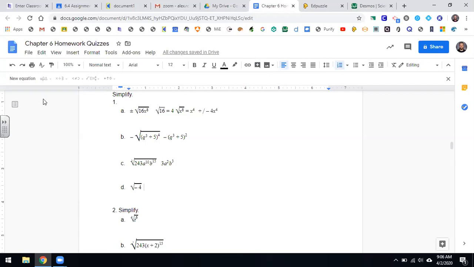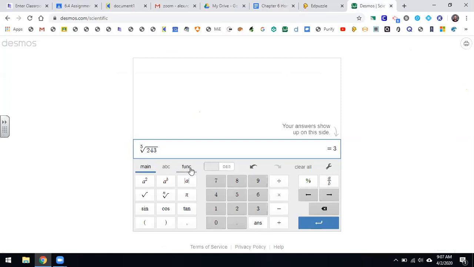So for some people, they just wrote not possible, undefined, all that kind of stuff. And that's true if you're taking the square root of -4, like if you go to Desmos here. Okay, so this is going to be the square root of -4. It says undefined. However, we know that this is not a real answer. This is an imaginary answer.